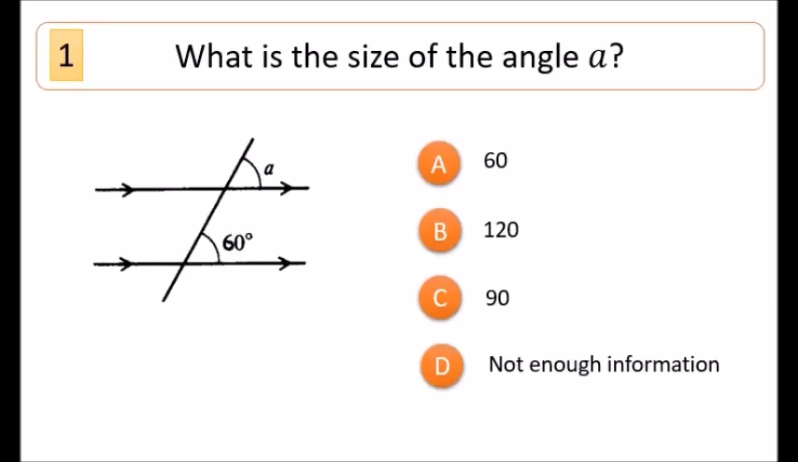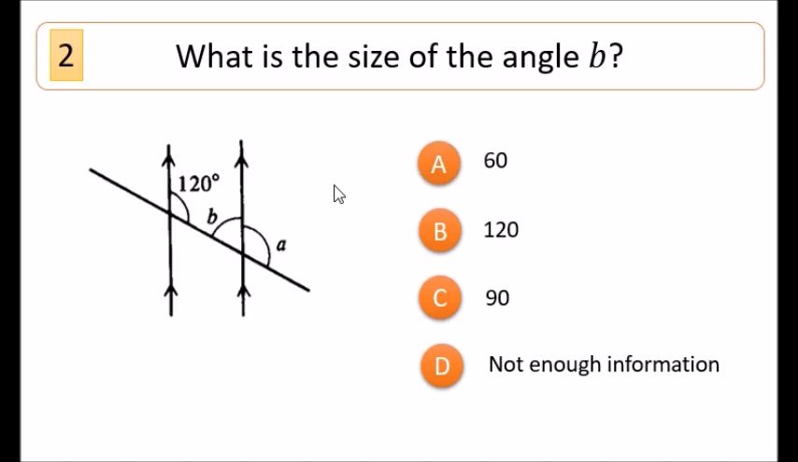So first of all, what's the size of angle A in this question? Is it A, 60, B, 120, C, 90, or D, not enough information? In this case, we should get an answer that A is equal to 60 degrees. That is because both A and the angle 60 are on the right hand side of the transversal, and they are both above the parallel line. Therefore, these angles are corresponding angles, so they are the same.